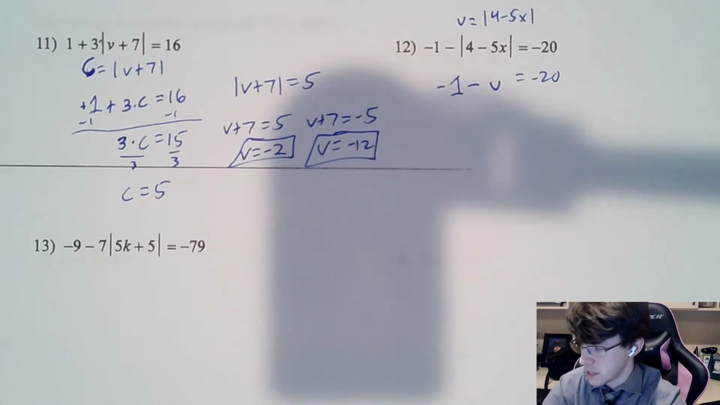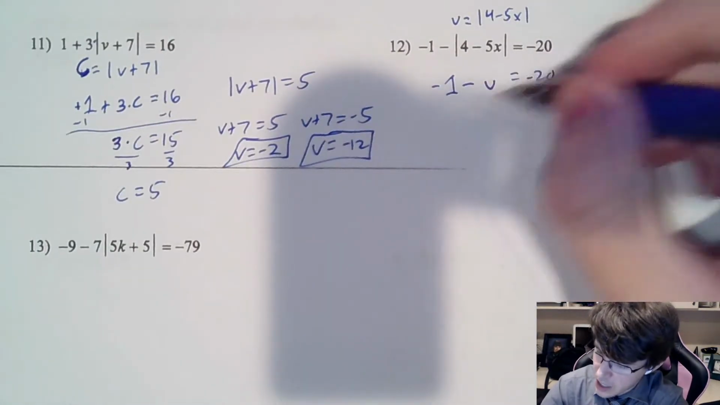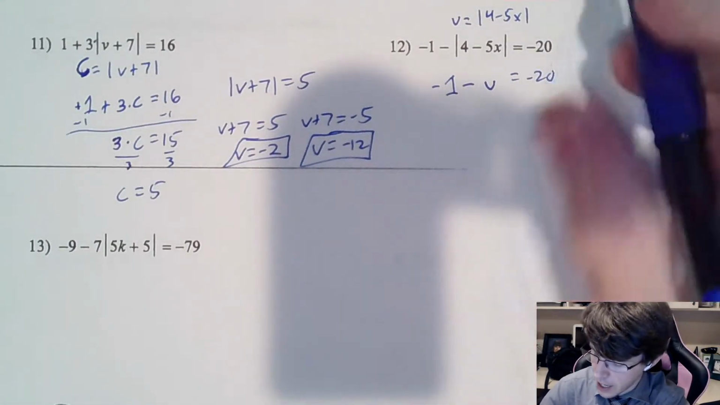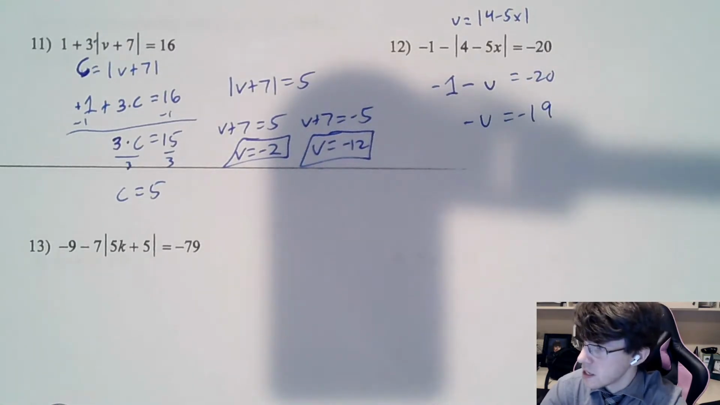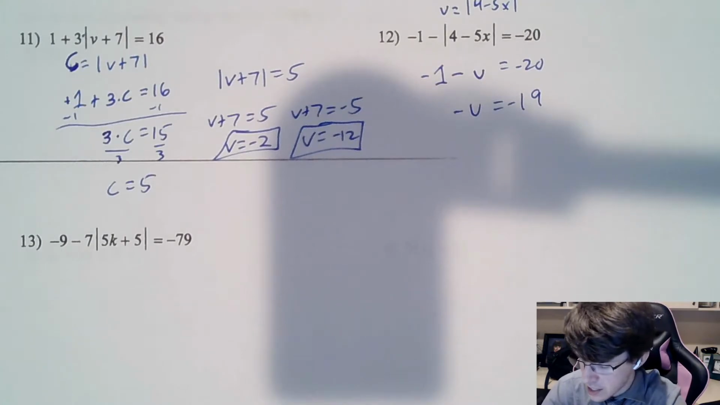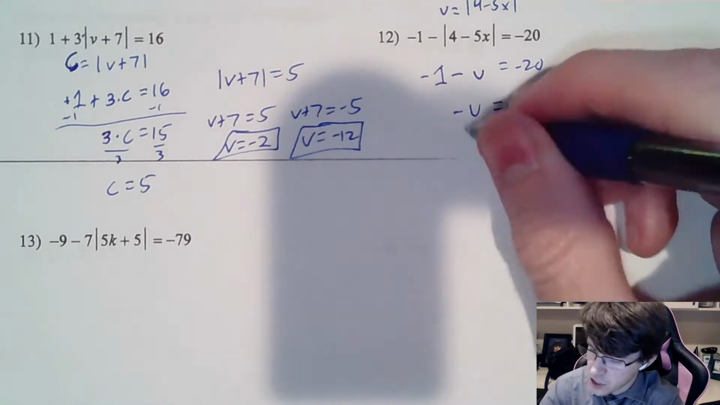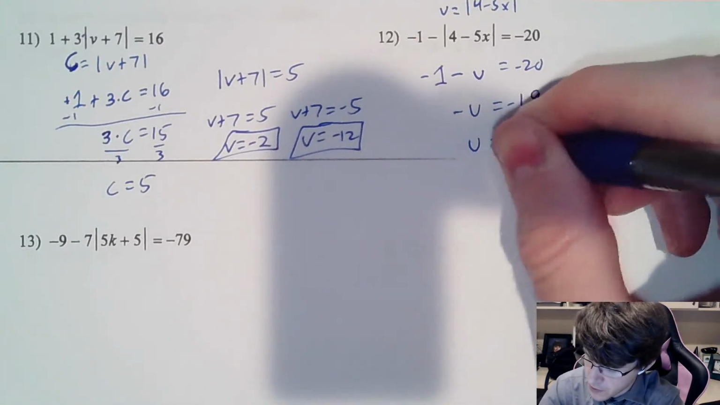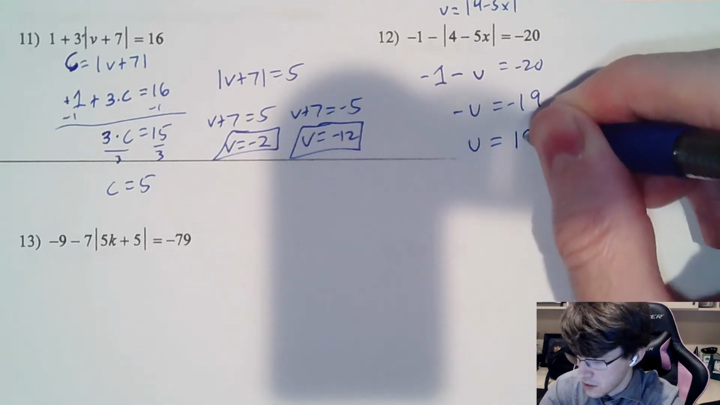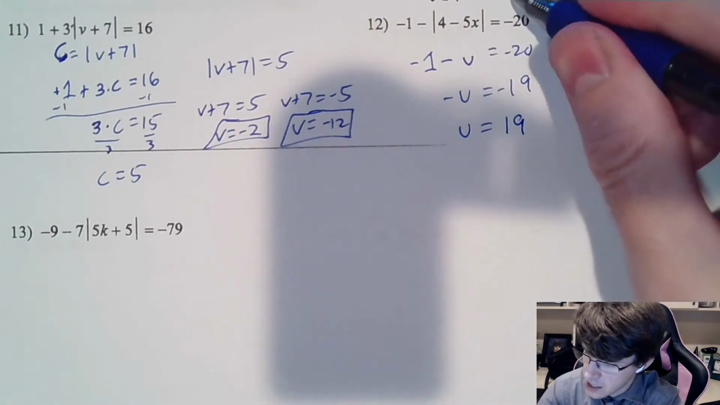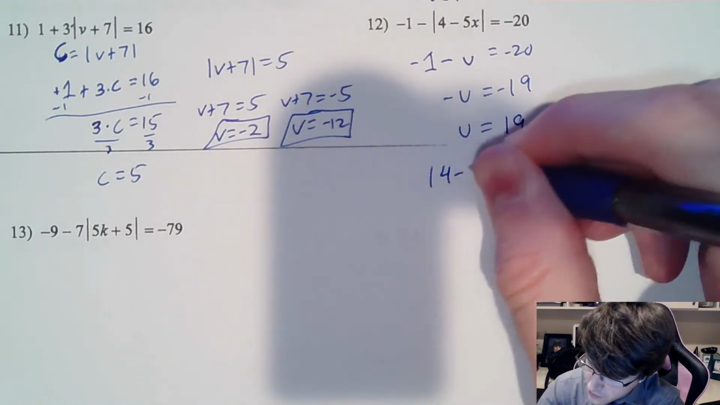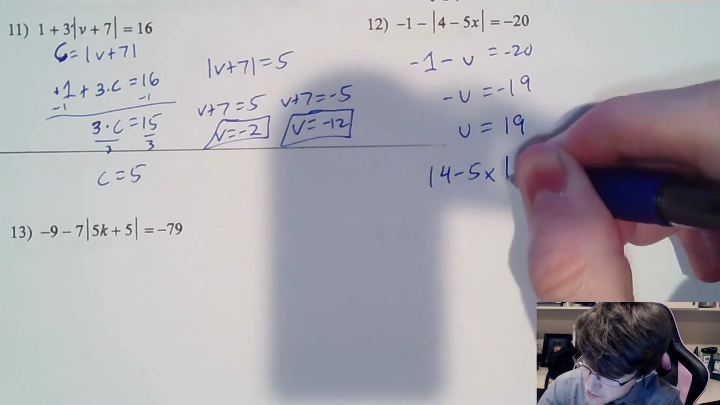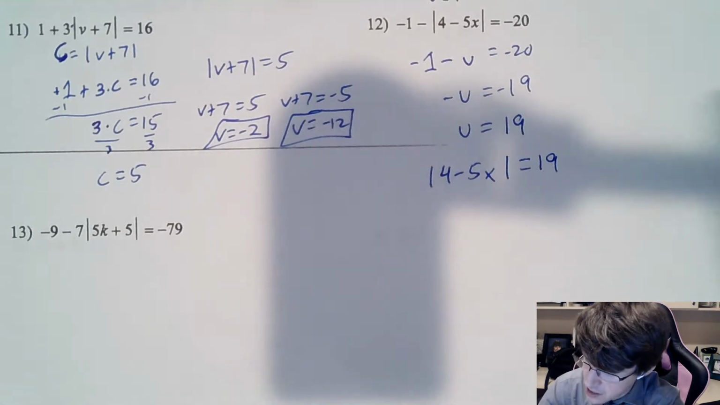That's my opinion. Now we're going to add 1 to both sides, and we're not showing the work. We get negative U equals negative 19. One of those cool rules that we learned last time is if you have a negative on both sides of the equation, you can make them both positive by multiplying both sides by negative 1. So U is equal to 19, and U is equal to this. Combine the two: 4 minus 5x is equal to 19.